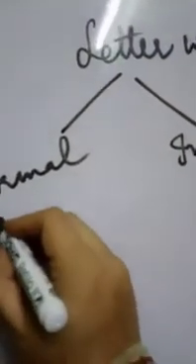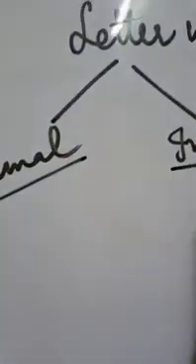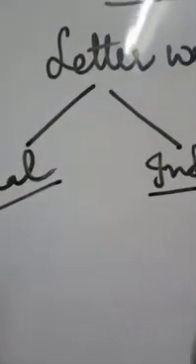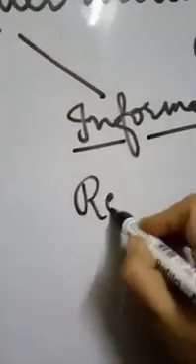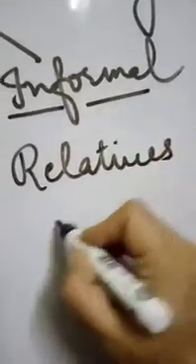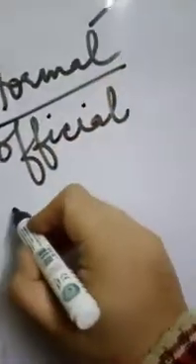And in the writing section, there's a very important question which comes as letter writing. Letters are of two types: one is formal and the other is informal. We are all very well versed in how we need to bifurcate formal and informal. Informal letters are written to relatives and friends, and all other official letters fall under the category of formal letter writing.